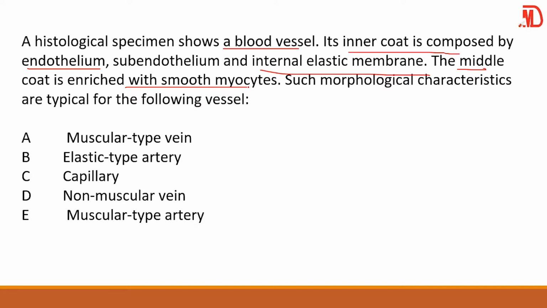Now let's look at the question. They are saying that the middle layer is enriched with a lot of smooth muscles. That means that this type of artery is a muscular type of artery. Not a vein, but an artery. So don't confuse yourself. Muscular type of vein? I think in a vein, the adventitia will be more. Good. So over here, we are thinking of E, the muscular type of artery. So please take note of what we have just said.